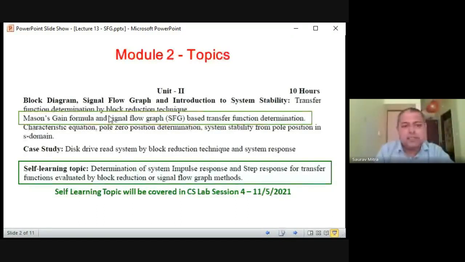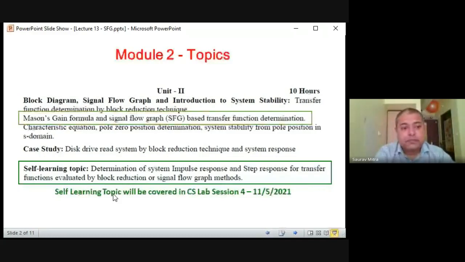So you can find here, this is the second topic, Mason's Gain formula and signal flow graph. Signal flow graph is actually executed by Mason's Gain formula. It is also called MSG formula or something. It's very simple, but that question, again, if you have pen and paper, write that down: write down the Mason's Gain formula and explain each and every term of Mason's Gain formula. That can be a 5-mark theory question.